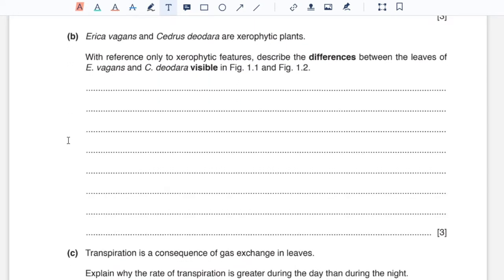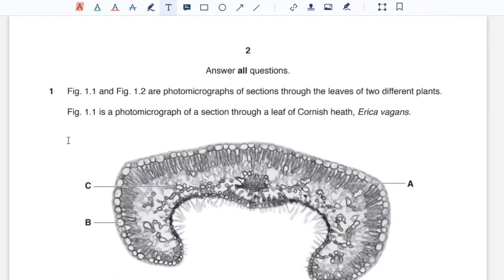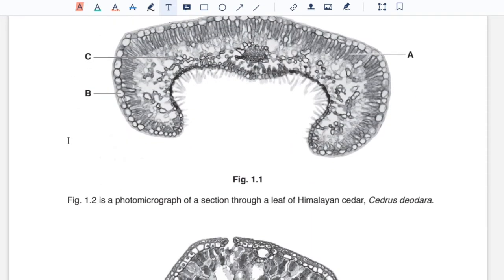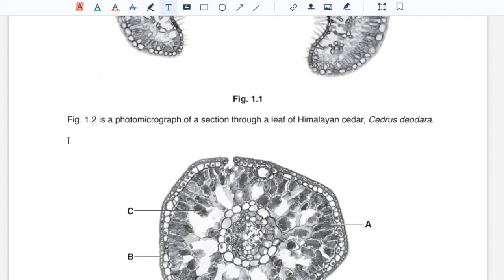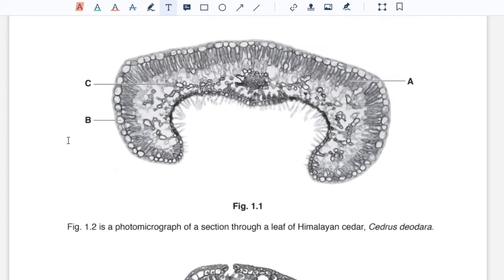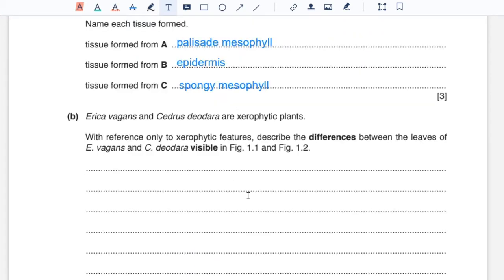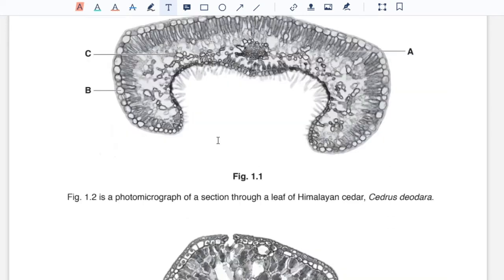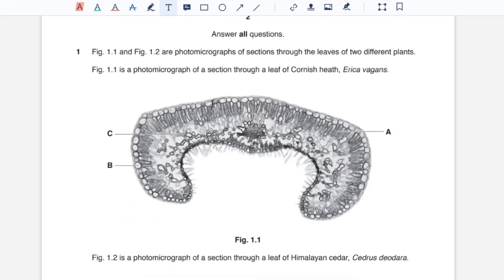B. Erica vagans and Cedrus deodara are xerophytic plants. With reference only to xerophytic plants, describe the differences between the leaves of E. vagans and C. deodara visible in Figure 1.1 and 1.2. So if both of them are xerophytic plants, that means both of them would have features of a xerophytic plant. And since this comparison has to be with reference to the xerophytic features, I'll be mentioning the features in the first figure, which is the Erica vagans.